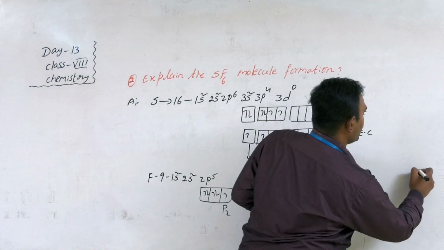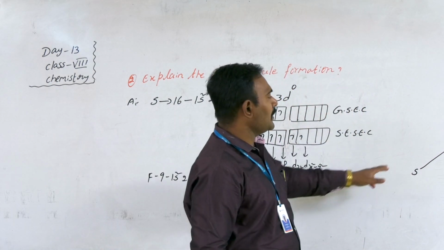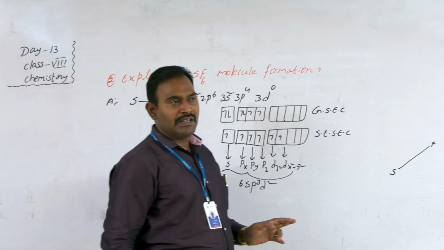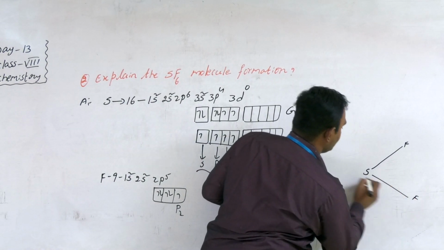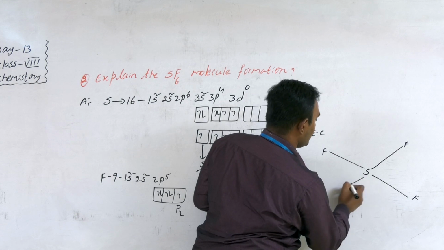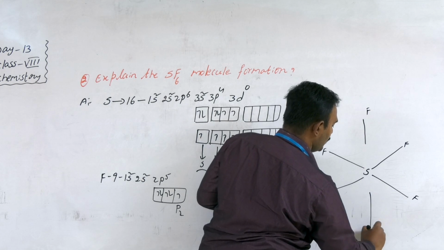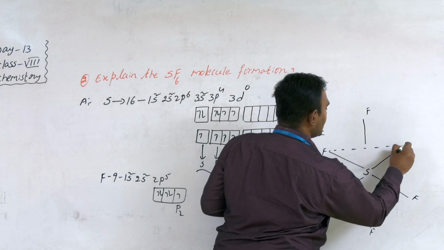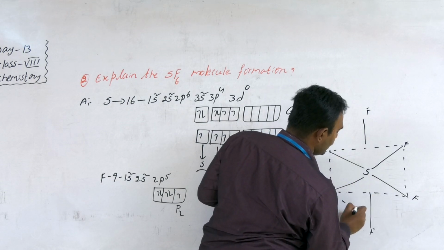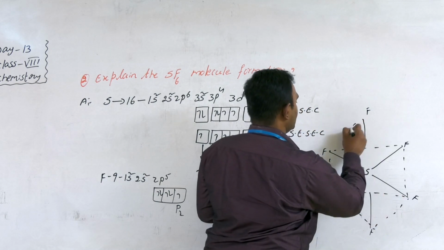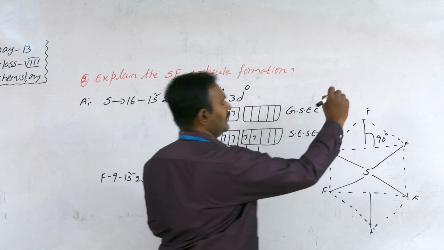Then it forms the bond, see here, sulfur. Here the bond is formed because of the overlapping of p orbital of fluorine and sp3d2 hybrid orbital of the sulfur atom. Next here fluorine, fluorine, fluorine, fluorine. Finally we get the structure like an octahedral. The bond angle will be 90 degrees, like this. So your bond angle will be 90 degrees.